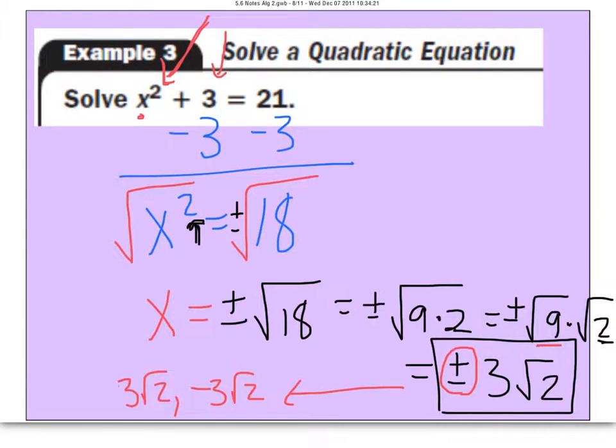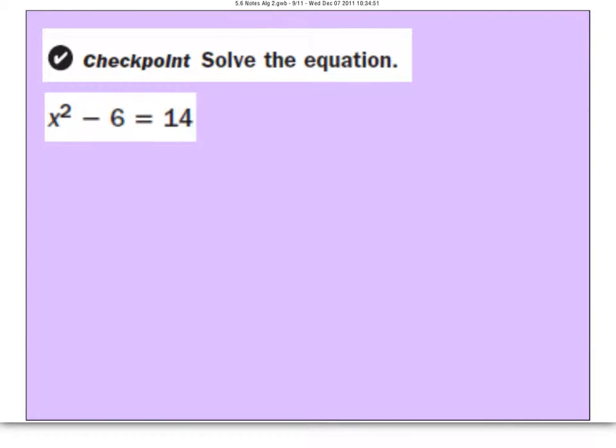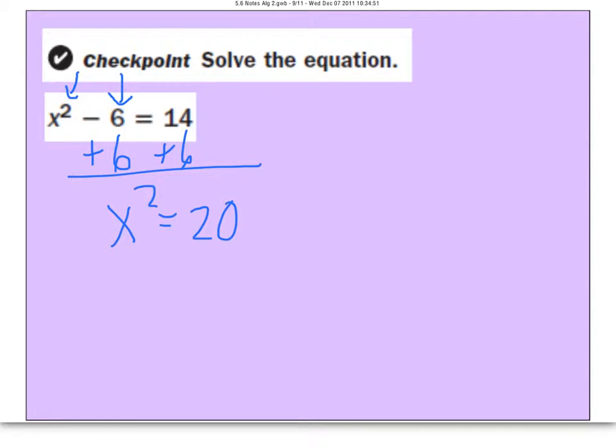Okay, let's try this one. To get x by itself, the little 2 has to move, and so does the negative 6. The negative 6 is furthest away, so I'm going to add 6 to both sides. So x squared equals 20. Last thing we have to do is get rid of the squaring. Easy enough. Take the square root.